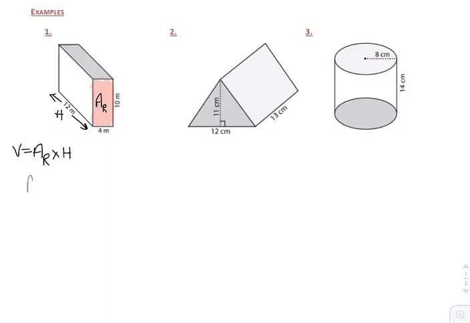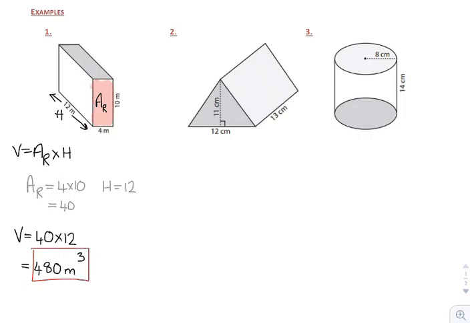We're going to calculate the area of that rectangle first. So we're going to have area of the rectangle equal to 4 times 10, or length times width, which gives us an area of the rectangle as 40. The height is 12, so when we substitute that into our original equation, we have 40 times 12, which equals 480. That is meters cubed, so 480 meters cubed is the volume of this rectangular prism that we have.